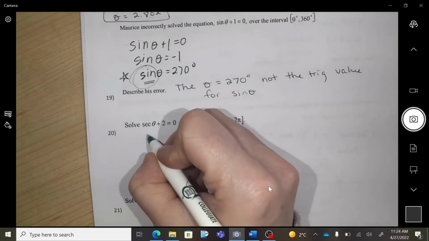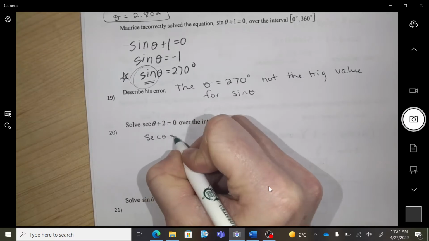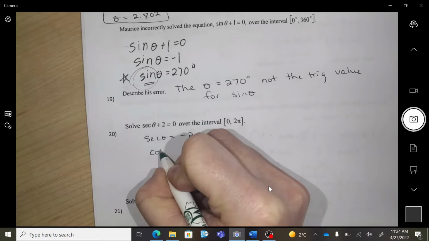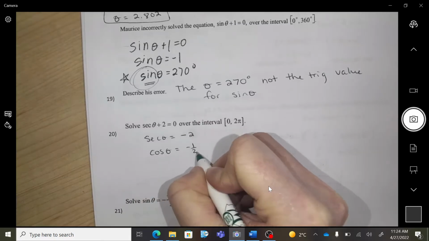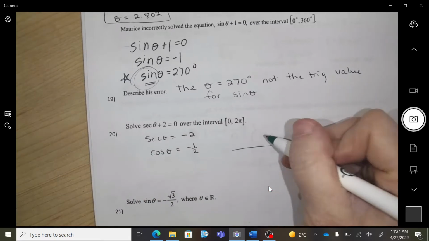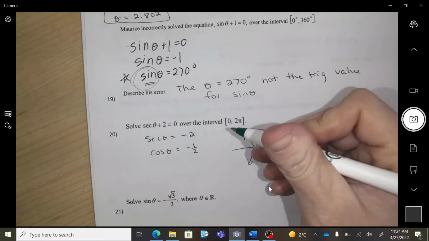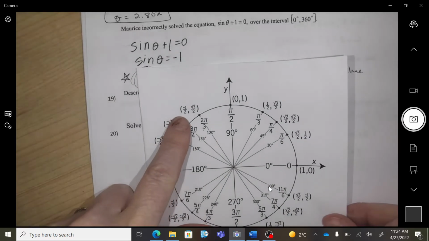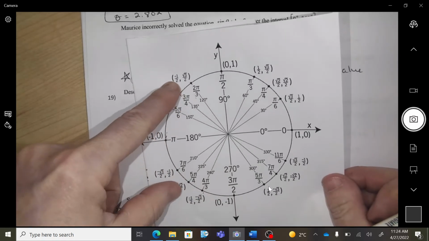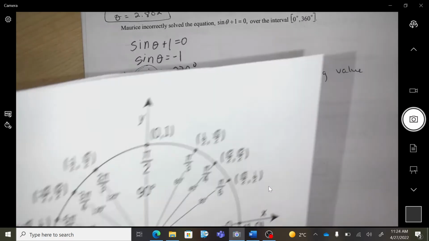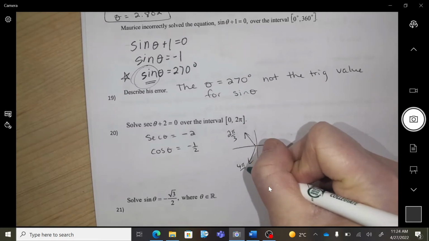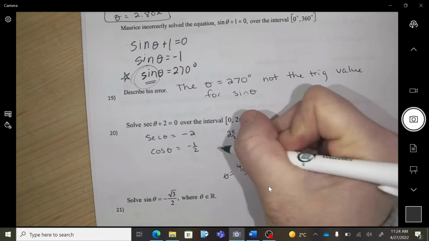Solving for 20 here. So secant of the angle equals -2. So isolated. Now I'm going to switch secant to cos and flip. That's a unit circle value. So on the unit circle, where is x -1/2? So right here and here. So 2 pi over 3 and 4 pi over 3 is the solution for the angle.